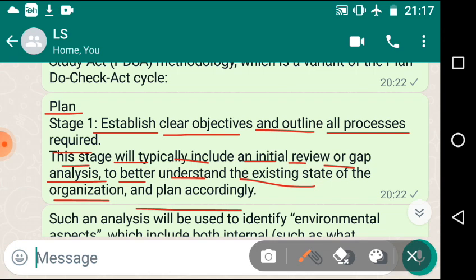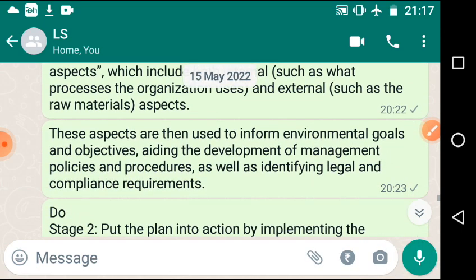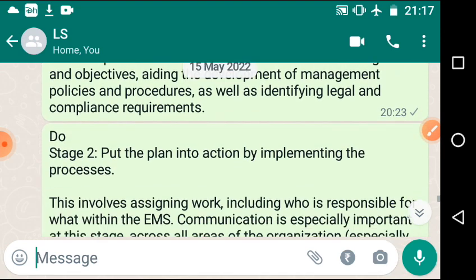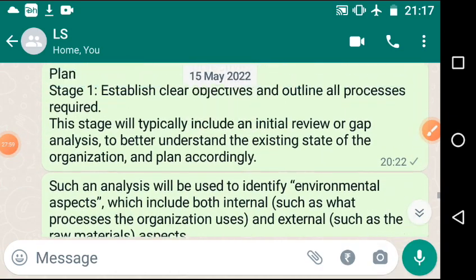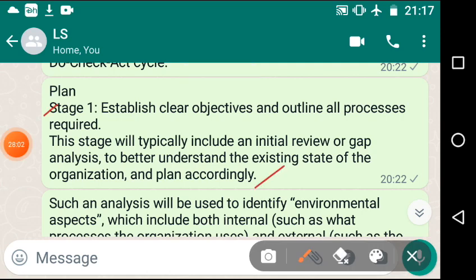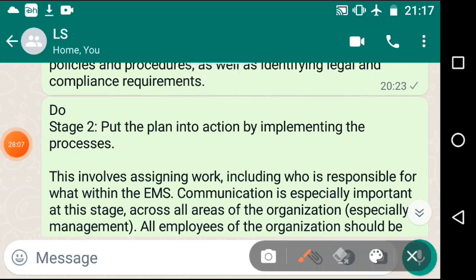This stage will typically include initial review or gap analysis to better understand the existing state of the organization, and will plan accordingly to it. So the first stage is to plan, to establish clear objectives, to establish the outline of all processes that will be needed to manage the environment. And this stage will require an initial review or gap analysis, to better understand the existing state of the organization, and will plan accordingly to it.